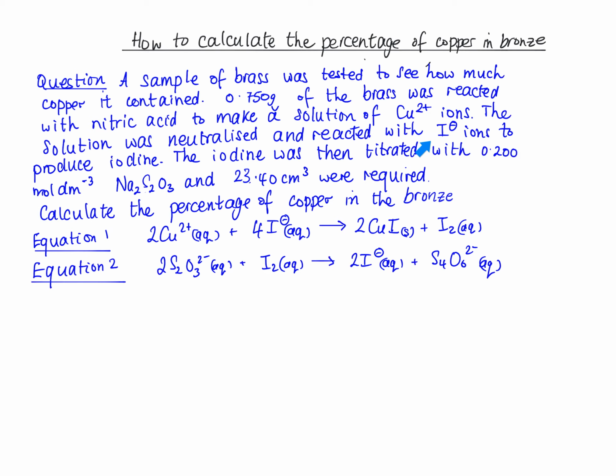The iodine was then titrated with a certain concentration and a certain volume of sodium thiosulfate, and the question asks to calculate the percentage of the copper in the bronze. We'll be given two equations. Equation 1 shows how the Cu2+ reacts with the I-, and equation 2 shows how the thiosulfate reacts with the I2.